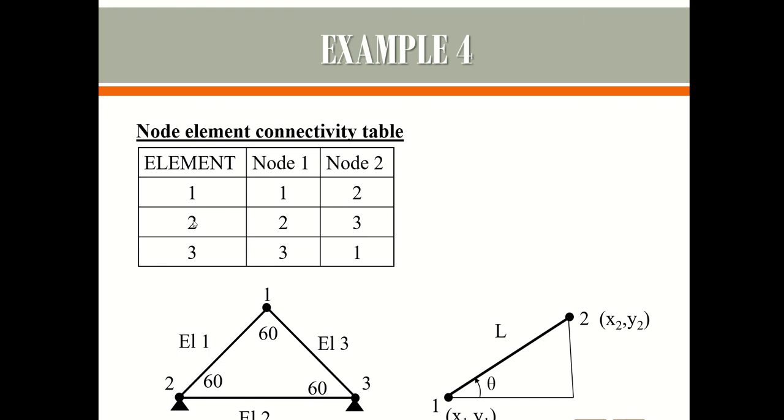Element 2, where is element 2? See the horizontal one. It's between node 2 and node 3. So element 2, node 3. Okay. And element 3, it is node 3 to node 1. Okay, in this case for element 3, they consider from node 3 to node 1. Okay, let's say element 1 from node 1 to node 3, and the angle is theta. So in this case, theta is 60.